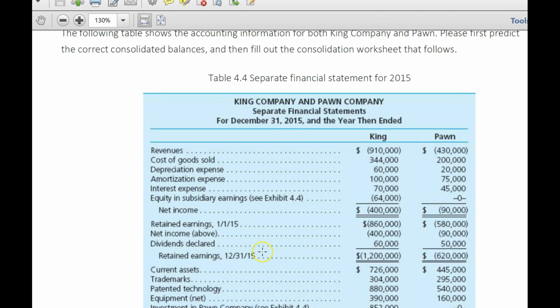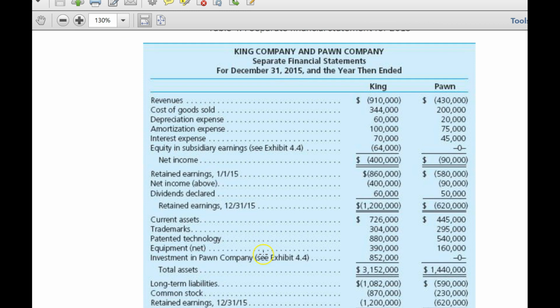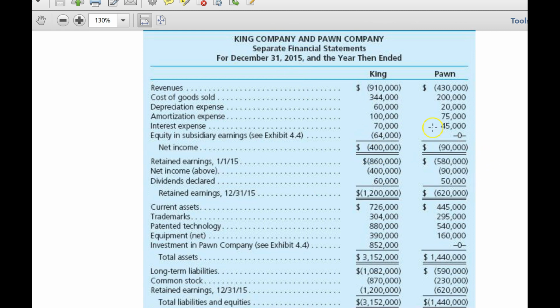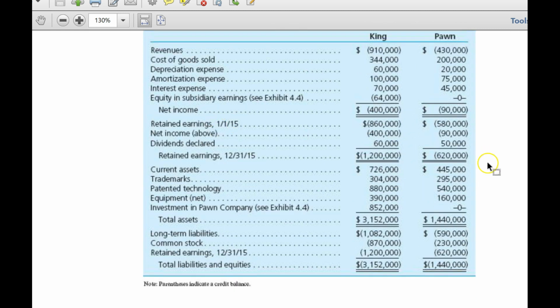So this is the 2015 financial status of the parent and the subsidiary. This is basically two years after the acquisition, because the acquisition happened on January 1st, 2014. Two years after, this is the income statement of both companies, the retained earnings statement of both companies, and then the balance sheet.